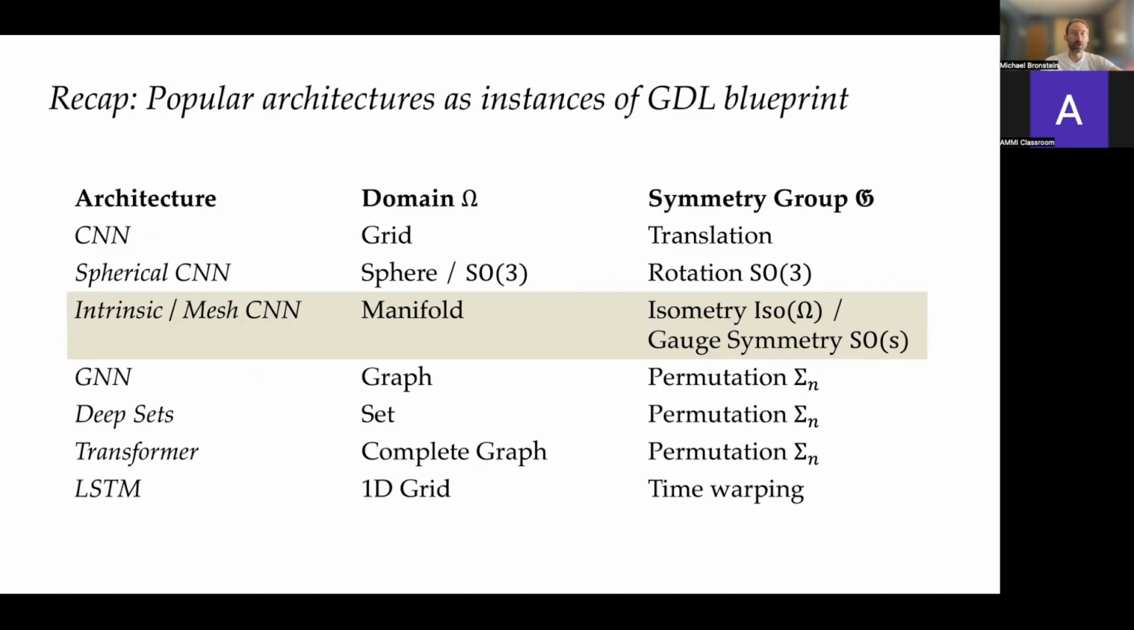So here we are talking about intrinsic or mesh CNNs. The domain will be some discretization of a manifold, typically a mesh or maybe a geometric graph. And we'll see that we actually have two different types of symmetries or invariances. One of them is global. So we're talking about isometries with respect to some deformations. And another one will be local. So this will be what Taco then will expand on. We'll be calling gauge symmetries.